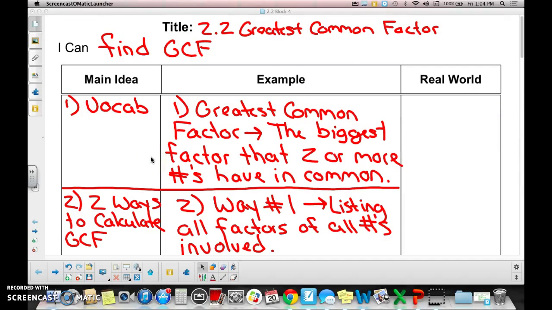All right, we are working on greatest common factor, and what is our I can statement? The I can statement is loud. I think we should probably let Michelle do this one. As loud as you can, Michelle. What is the I can statement? Michelle says, I can find the greatest common factor.